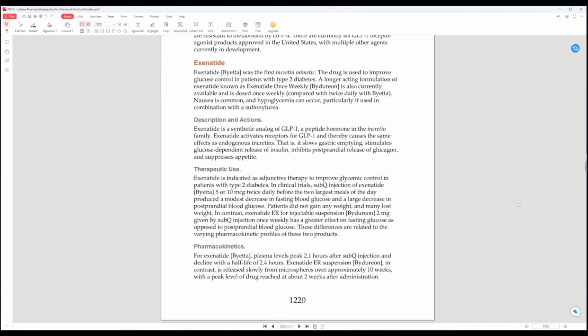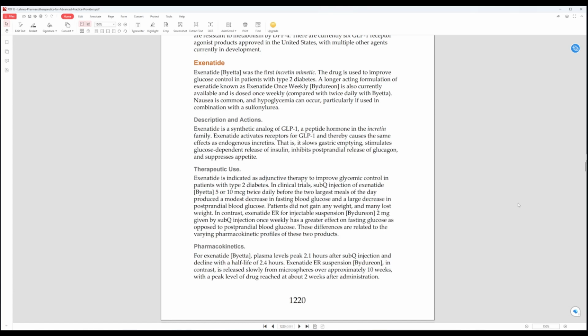So, the first being exenatide, or Byetta, which was the first incretin mimetic. The drug is used to improve glucose control in patients with type 2 diabetes. A longer-acting formulation of exenatide, known as exenatide once weekly, is currently available and is dosed once weekly. Nausea is common, and hypoglycemia can occur, particularly if used in combination with a sulfonylurea.